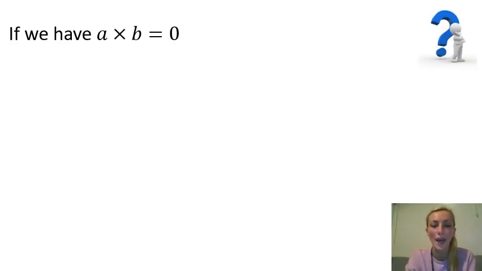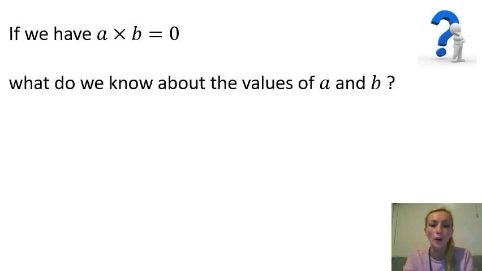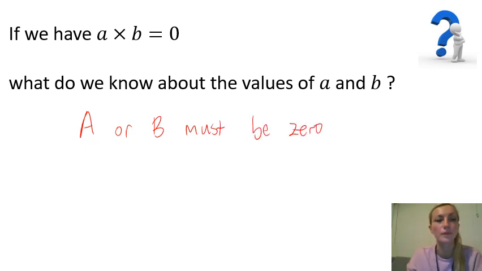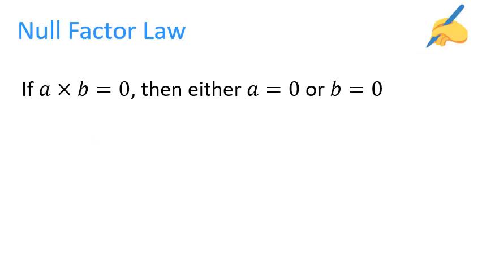So if we have A times B equals 0, what do we know about the values of A and B? Well, if A times B equals 0, we know that either A or B must be 0. This gives us the null factor law, which states that if A times B equals 0, then either A equals 0 or B equals 0.